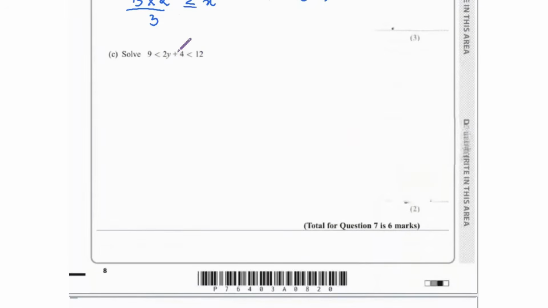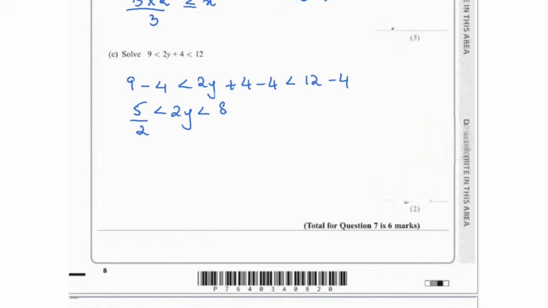Then solve 2y plus 4 is less than 12 but greater than 9. So in these type of questions, you need to make sure that y is isolated in the middle. So that means we need to get rid of the 4 and 2. So we begin with subtracting 4 from each side. So that's going to be 5, 2y over here, and 8 over here. Now we divide everything by 2 so that y is isolated.